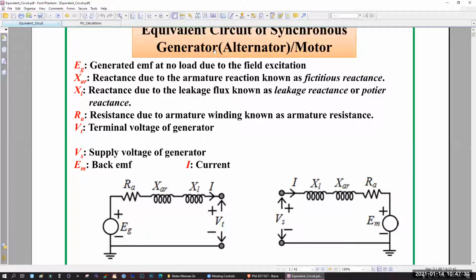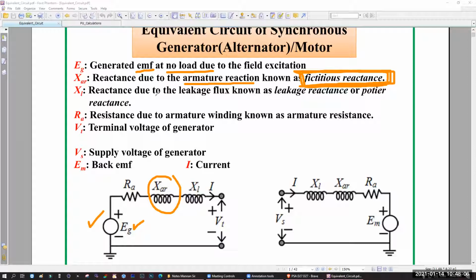So you will have a voltage source EG. EG is the generated EMF at no load due to the field excitation. This field excitation, this is your EG. Then you have a XAR, this one. What is this? Reactance due to armature reaction, known as fictitious reactance, right? But you know armature reaction, right? Reactance due to armature reaction. This is AR, armature reaction, XAR.